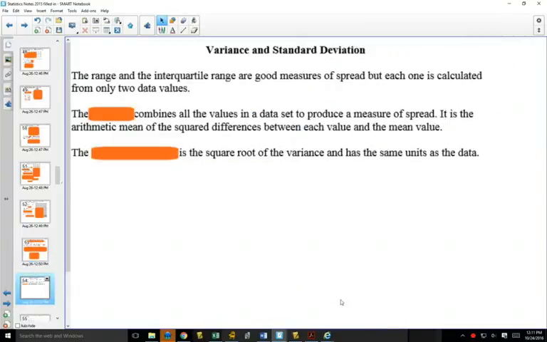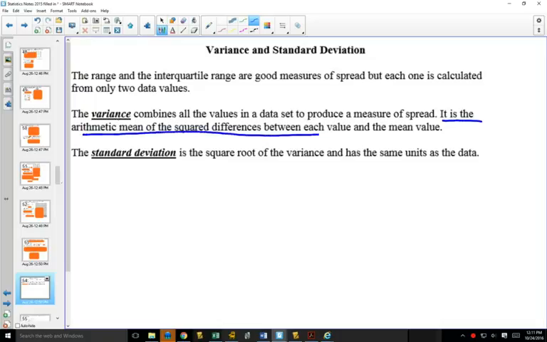So the last part of this section is looking at variance and standard deviation. And we've already talked about these things as a way to measure how far out or how spread out data is. Now, the actual definition of variance is right here. It is the arithmetic mean of the squared differences between each value and the mean value.